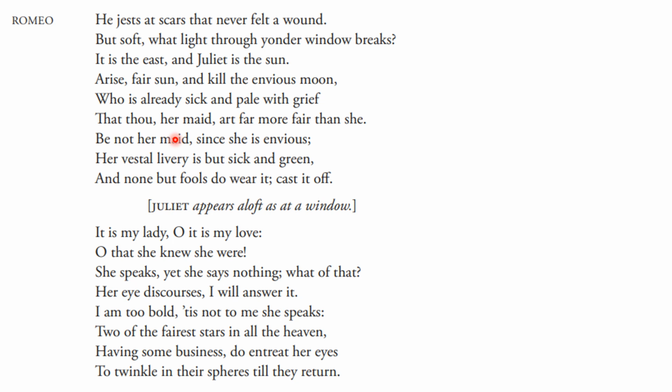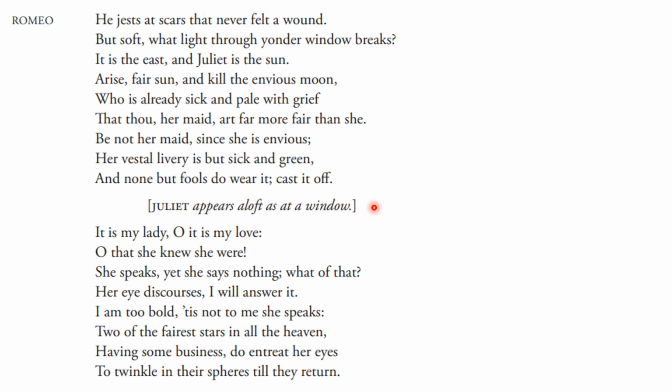And then he links back to the word maid here, and then he says, don't be her maid, because she is jealous. She's envious. "Her vestal livery is but sick and green, and none but fools do wear it. Cast it off." Now, this phrase refers to Juliet's virginity, and he says that it makes her look sick and green, and only fools hold on to their virginity, and therefore that she should cast it off. So that's the moment where we see Romeo switch into that sexual bravado that we see commonly with other characters in the text, saying basically that he wants to engage in some kind of sexual activity with Juliet.